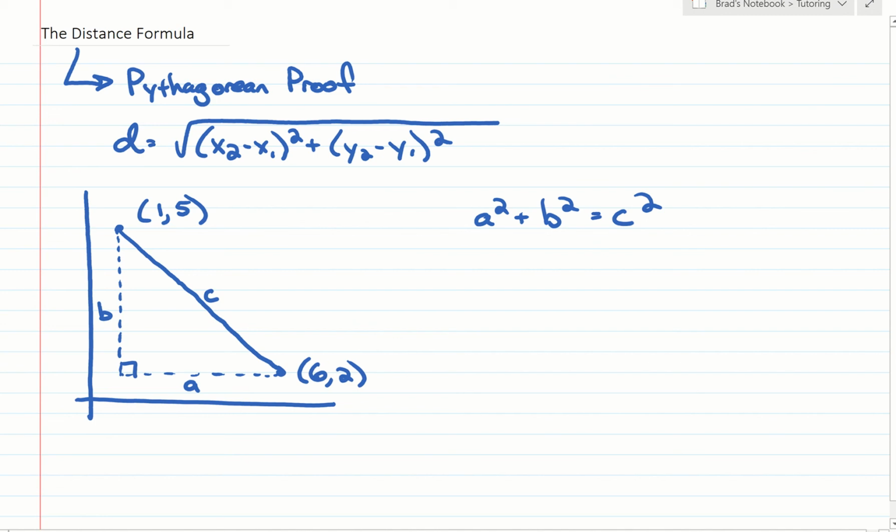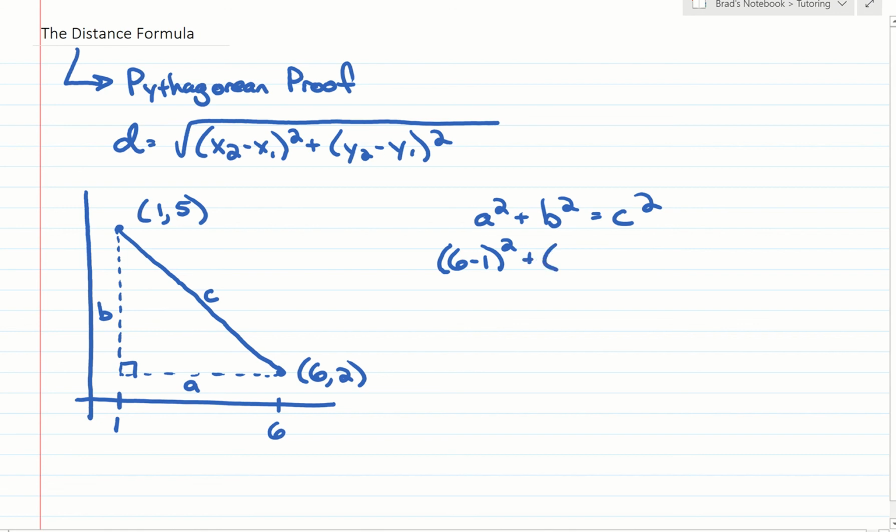And how do we figure out the coordinates of A, or the length of A? That would be from the x value of 1 to the x value of 6. So the way that we figure out how long it is from 1 to 6 is we can count. 1 to 6 is 5 units, or we could simply subtract 6 minus 1 and square it. That would be 5 squared. That's the length of that leg.